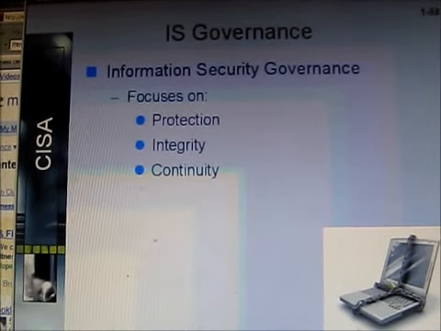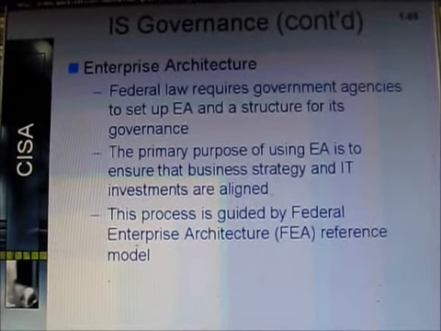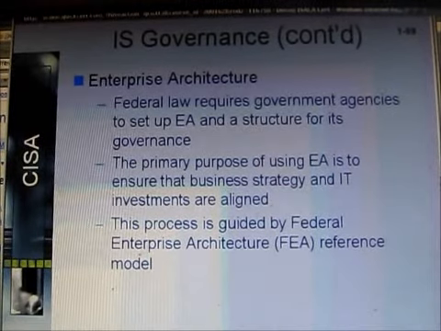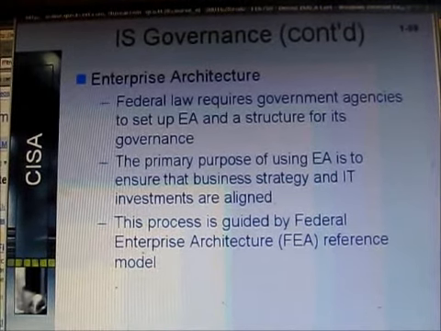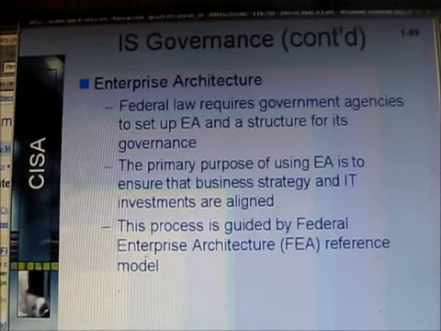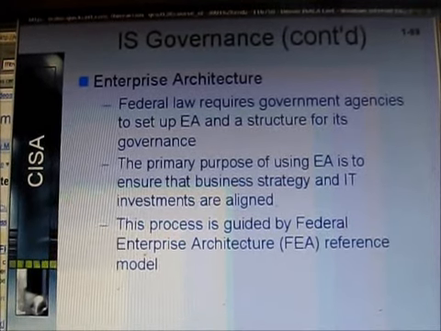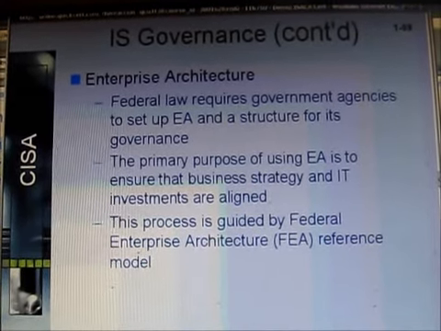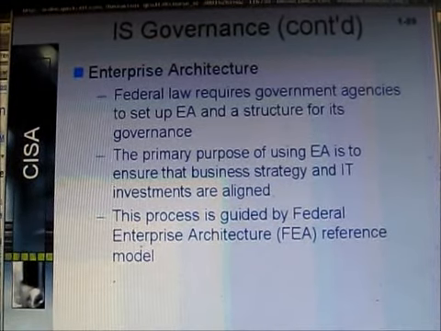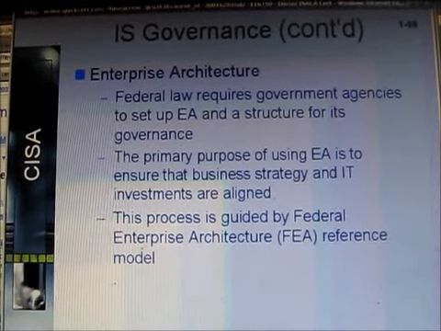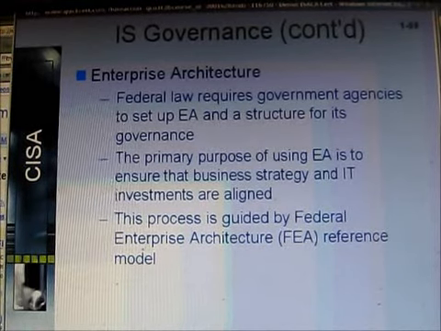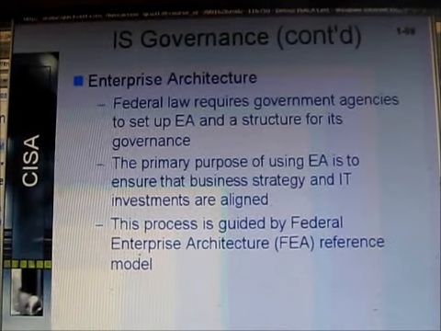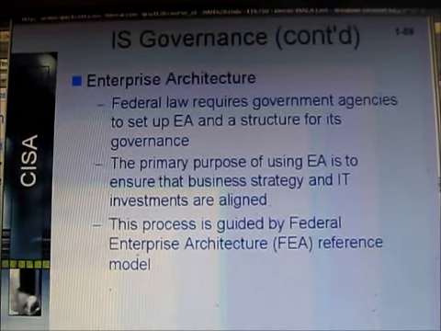Integrity means that it's right and correct, and continuity means that it's available for those users that need it when they need it. Now, enterprise architecture, this is something that's actually been set up here by federal law, and it requires government agencies to set up an enterprise architecture and a structure for its governance. Now, the primary purpose of using EA is to ensure that business strategy and IT investment are aligned. This process is guided by the Federal Enterprise Architecture Reference Model, this FEA model, and it's been mandated that all federal agencies set this up and move to this model.